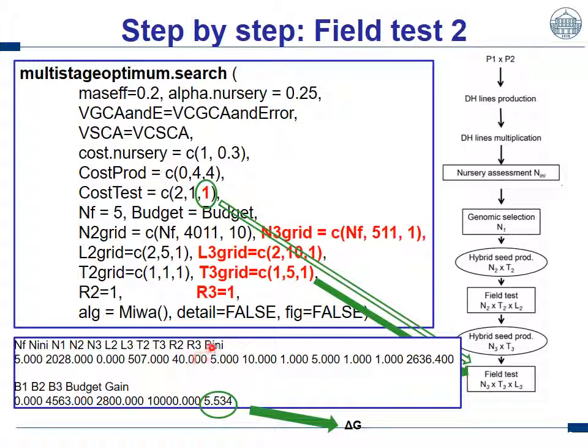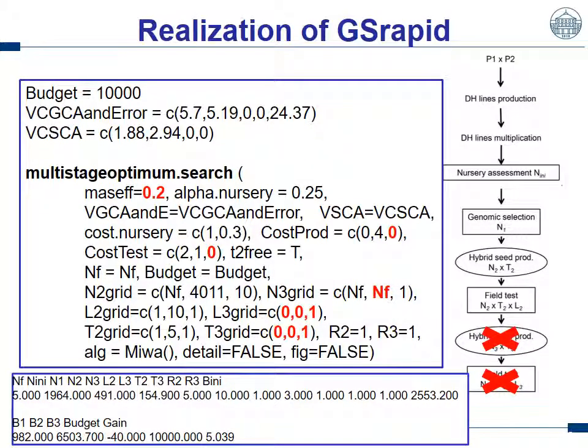The values of Bini, B1, B2, and B3 and budget can be neglected. And at the end, the last value here, the gain, is the absolute selection gain we get out of the scheme. This is not very comfortable, thus we will soon build up a table out of it. I will show you soon.